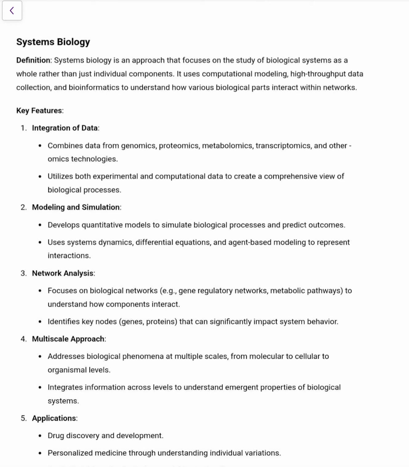Let us now discuss systems biology. It is an approach that focuses on the study of biological systems as a whole, rather than just individual components. What does it use? It uses computational modeling, high-throughput data collection, and bioinformatics to understand how various biological parts interact within the network.